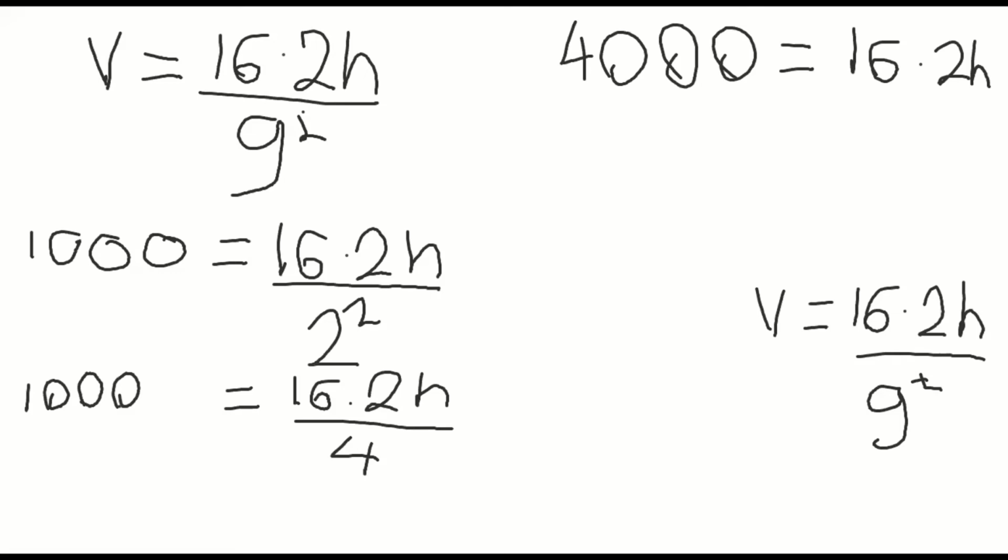So when you divide both sides by 16.2, we'll get 4,000 divided by 16.2. So H will be equal to 246, yes.